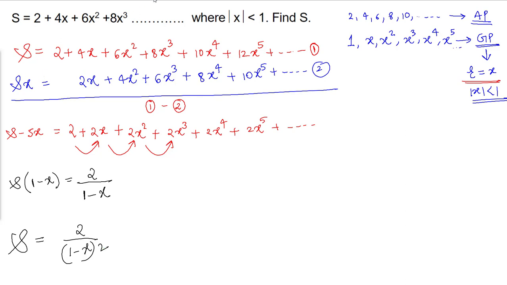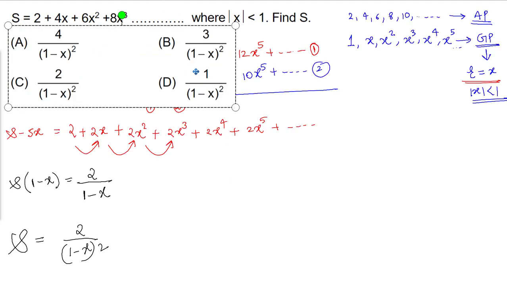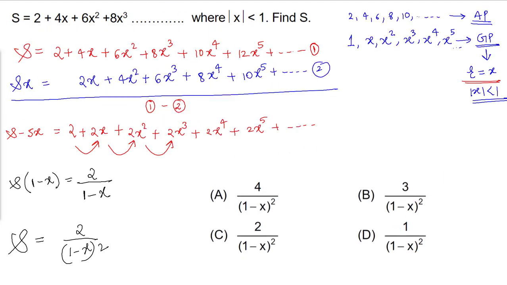Okay, let me copy the options here. These are our options. So we are going to mark option number C as the final answer. This is how we can solve AGP. Okay everyone.